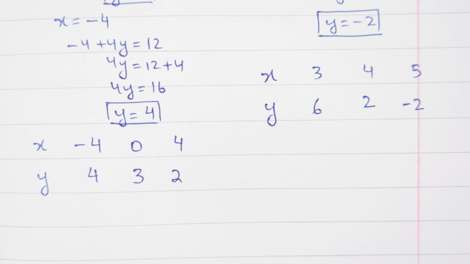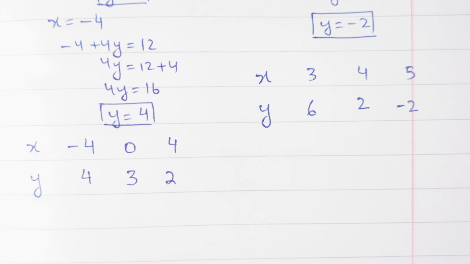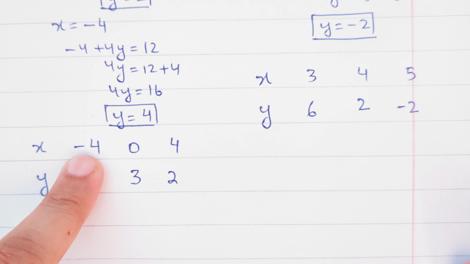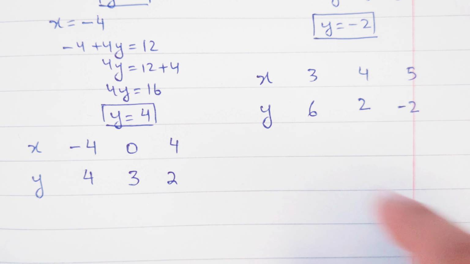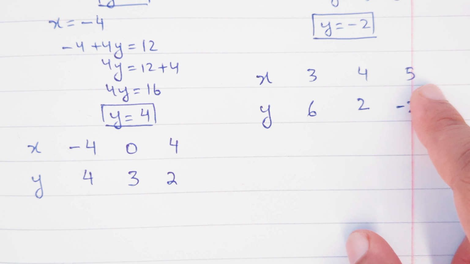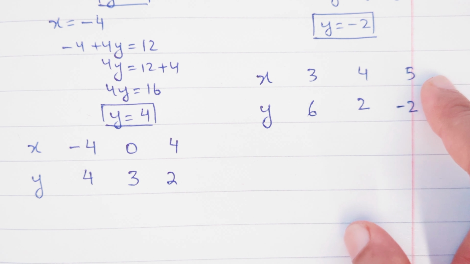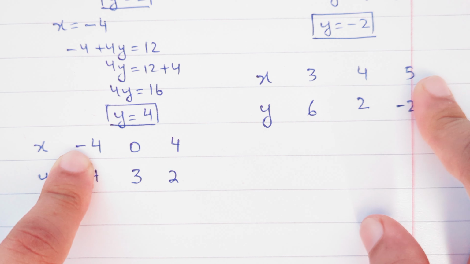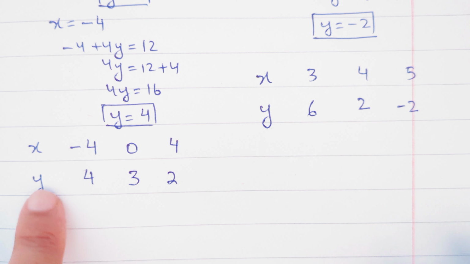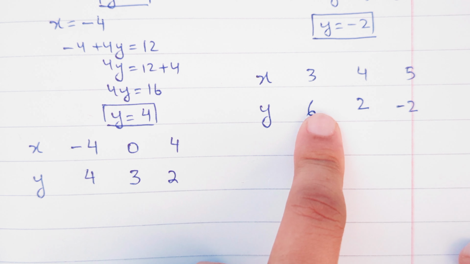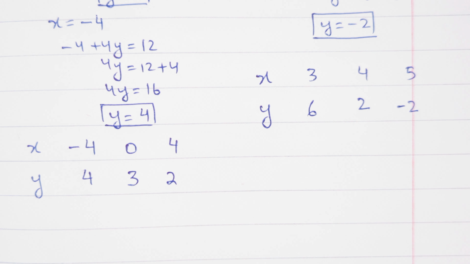Now let's plot them. Let's figure out the largest and the smallest values of x and y. So we have the smallest value of x minus 4 and the largest value is 4, and here the smallest value of x is 3, and the largest value is 5. So the range we will take will be between negative 4 to positive 5 on the x-axis, and for the y-axis the values are 4, 3, 2 and 6, 2, minus 2. The smallest is minus 2 and the largest is 6. So we will take the values from minus 2 up to 6.